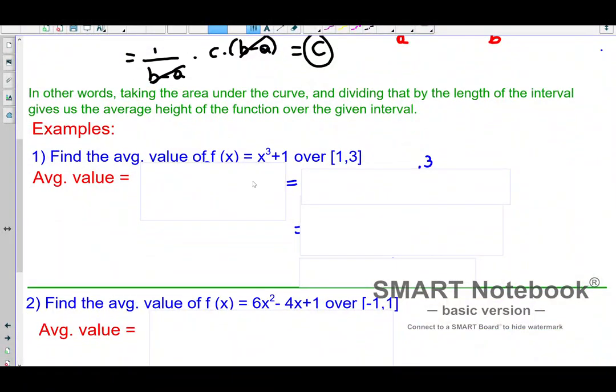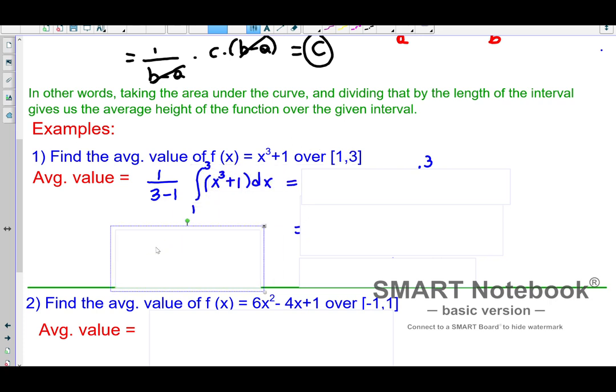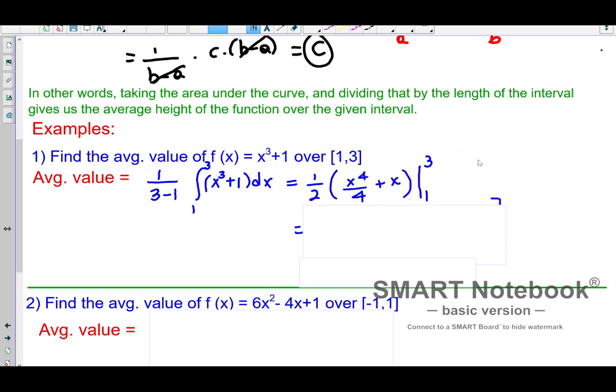Okay, so let's take a look at this example. Find the average value of x cubed plus 1 over the interval from 1 to 3. So we're going to apply the rule that we just learned for the average value of a function. 1 over b minus a will be 1 over 3 minus 1, or 1/2, times the integral from 1 to 3 of x cubed plus 1 dx. All right, so let's integrate the function. So you have 1 over 2 that was in front. Keep that in front still. So you're going to have x to the 4 over 4 plus x evaluated from 1 to 3.